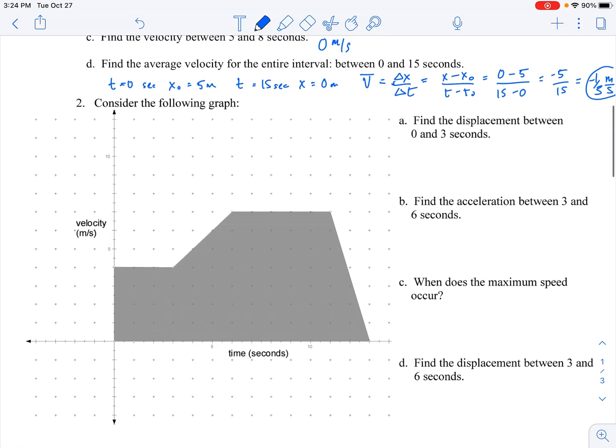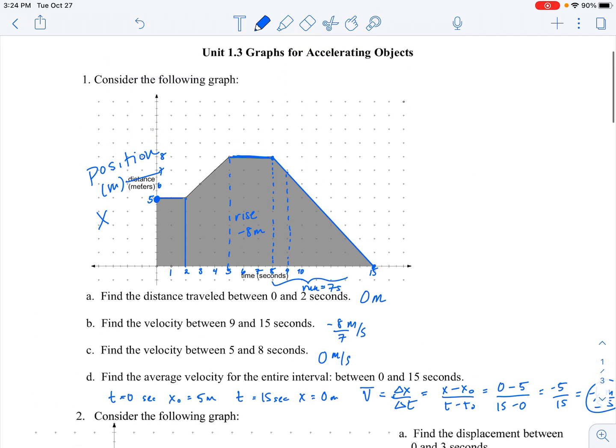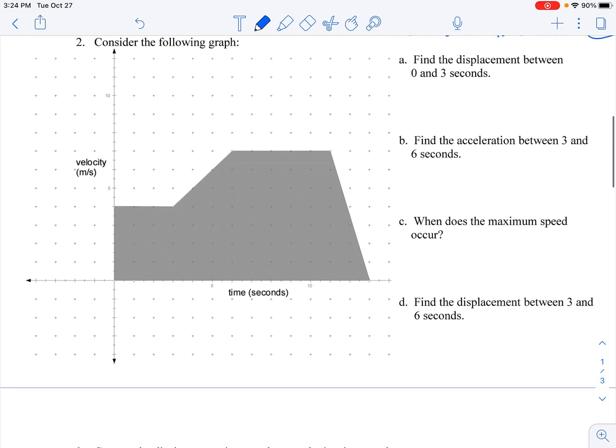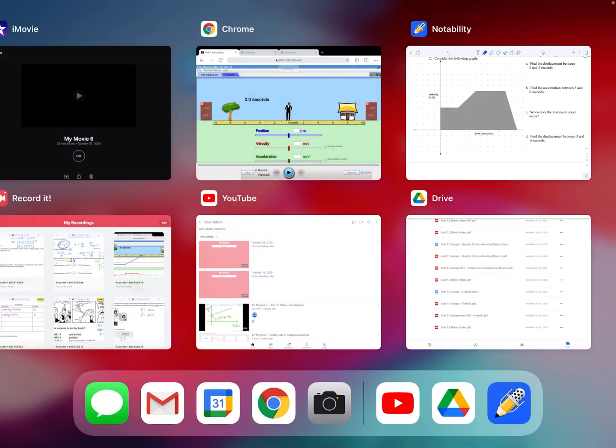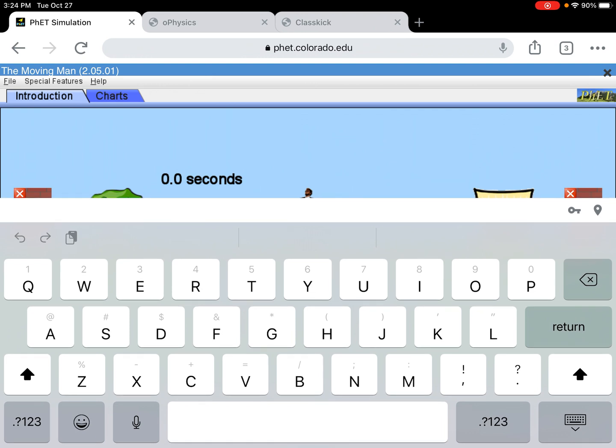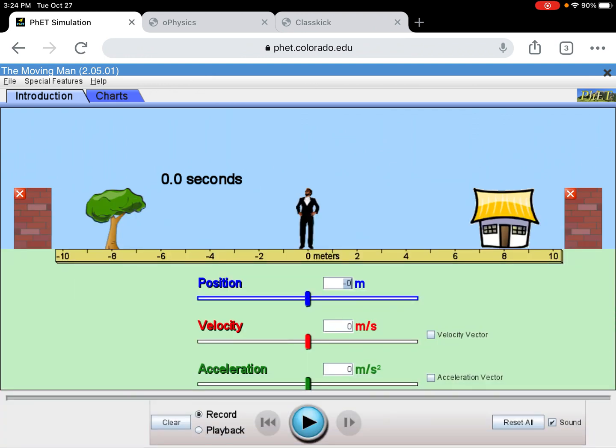Now let's look at a velocity time graph. It looks kind of the same. It's got some horizontal segments, some diagonal segments, but this is a velocity time graph instead of a position time graph. And let's just go back to the simulation that we were looking at in our last notes.